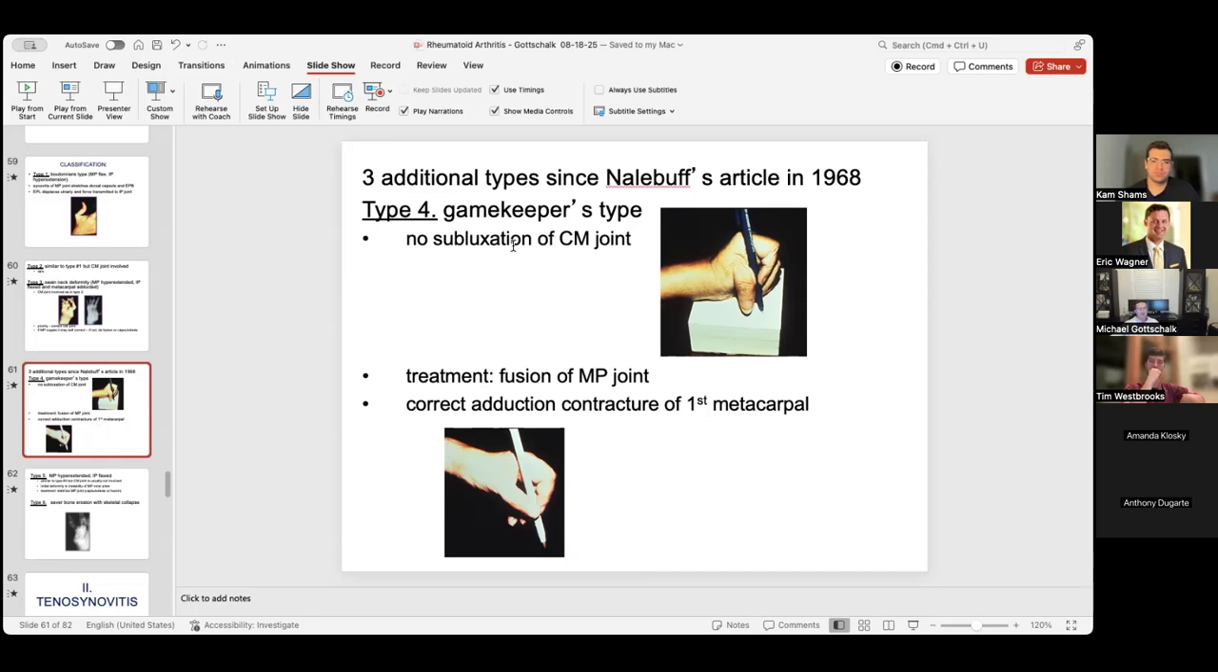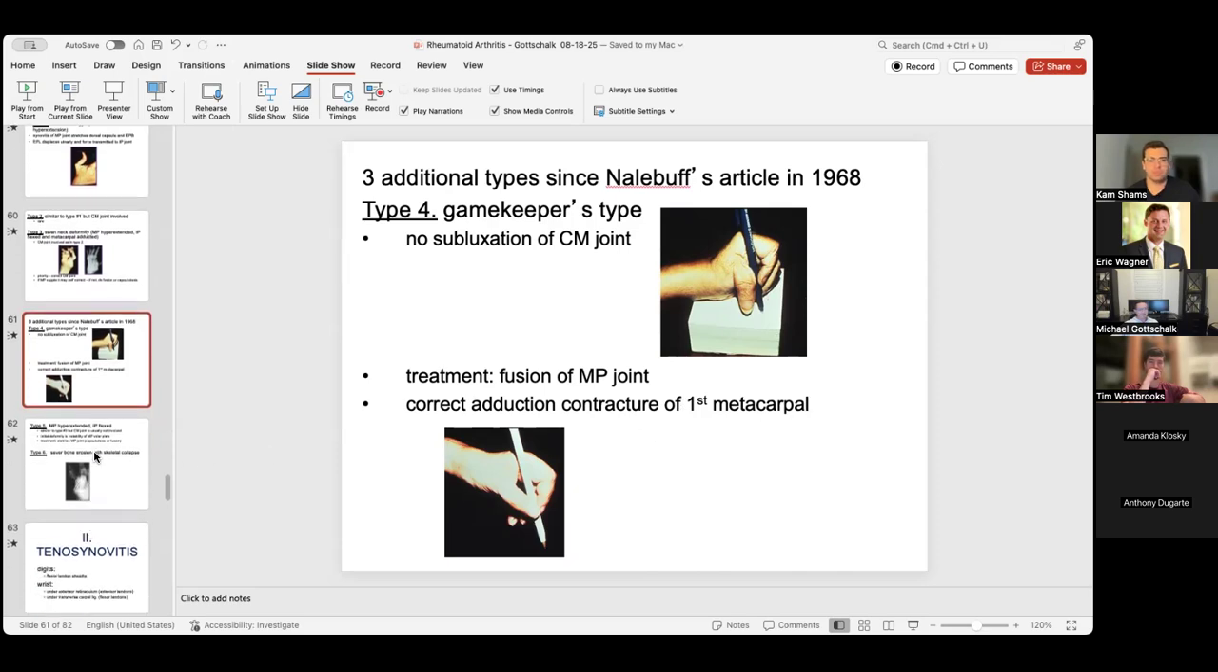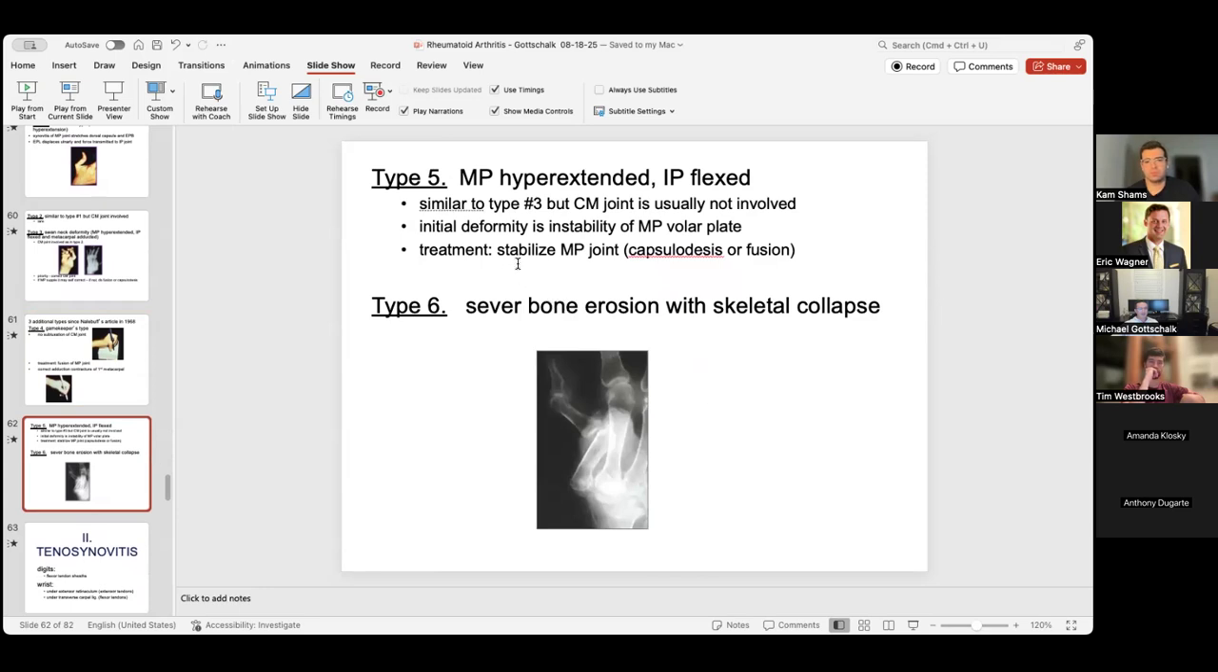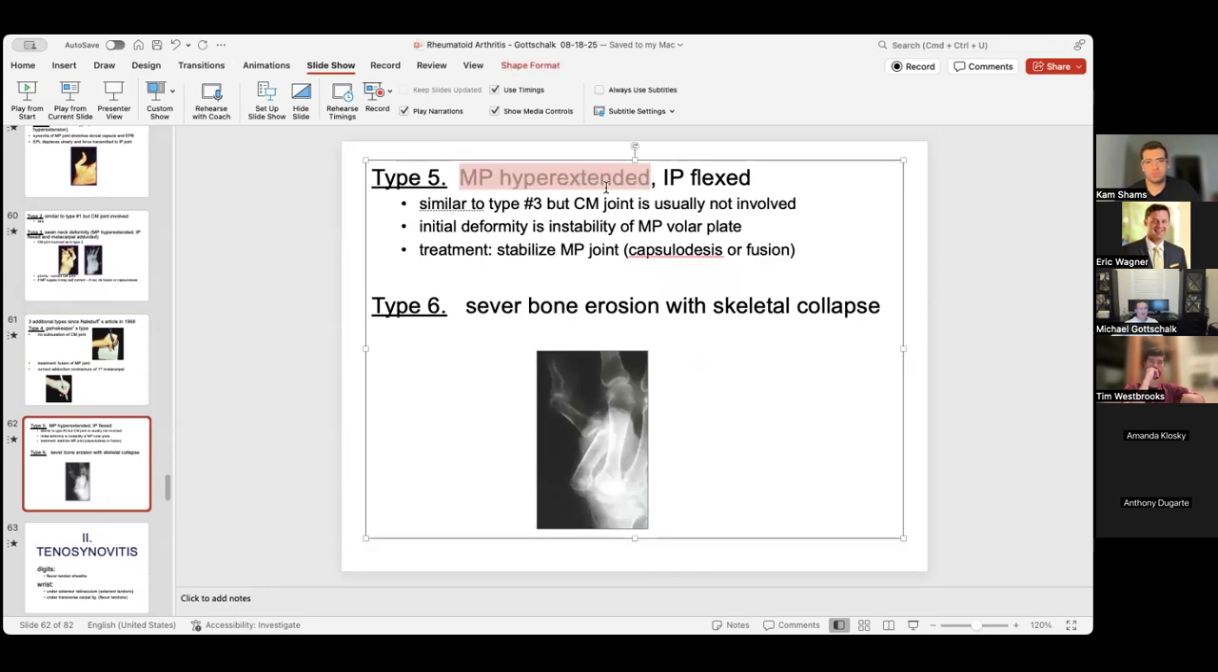These are three additional types. One is a gamekeeper's type thumb, where you can see this person can't hold a pen properly. Treatment is a fusion of the MP joint, and it corrects the adduction contracture of the first metacarpal pretty quickly. And then the other two are where essentially the MP is hyperextended, but the IP is flexed. This is similar to number three, but here the CMC joint is not involved. And this is normally from a volar plate issue. And essentially you just do a capsulodesis or fusion of the MP joint, it works well.